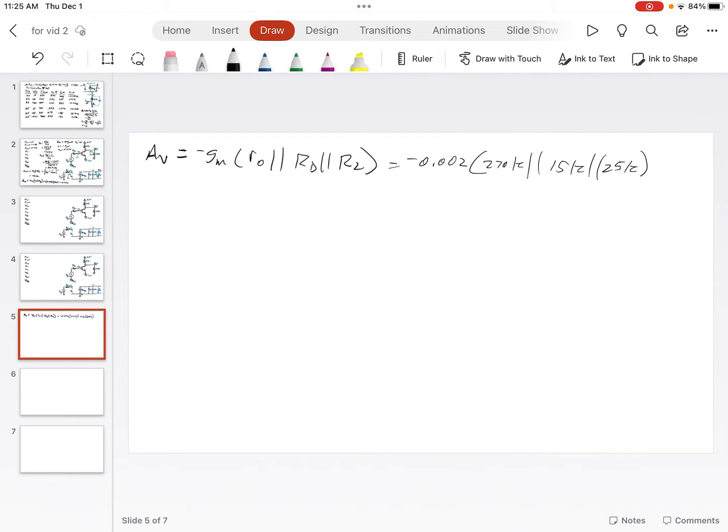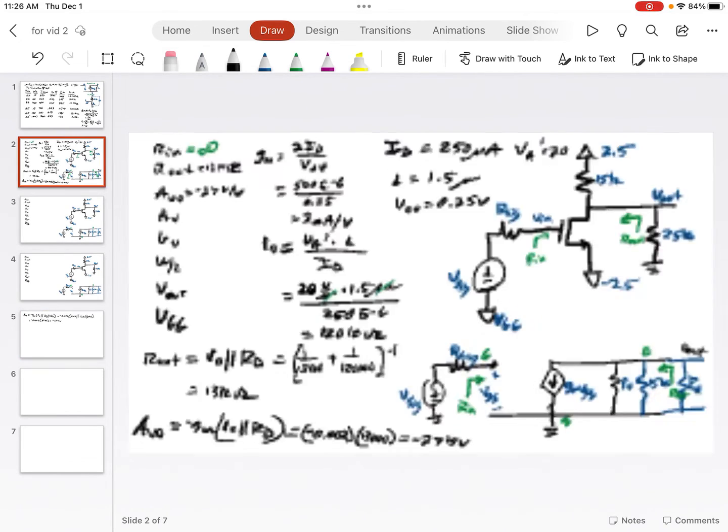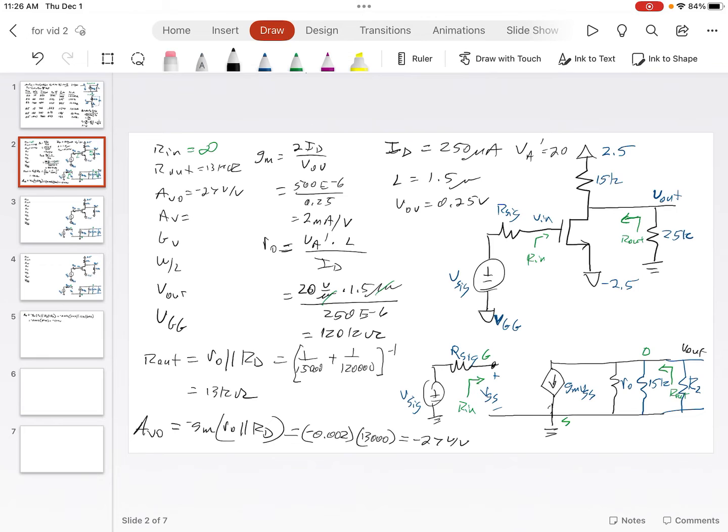And that's going to be less than 15K. In fact, it'll be minus 0.002 times 8730, giving us a gain of minus 17 volts per volt. Oh, I skipped a page there, didn't I? Minus 17 volts per volt.